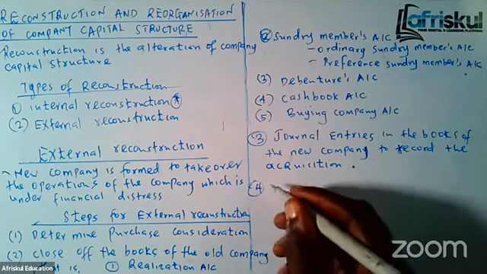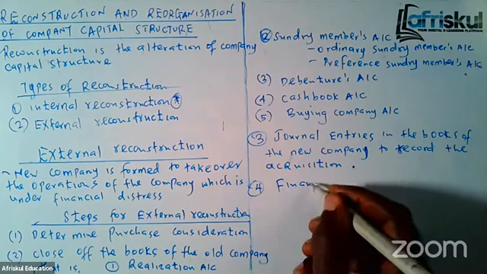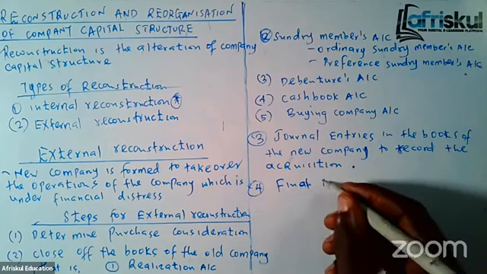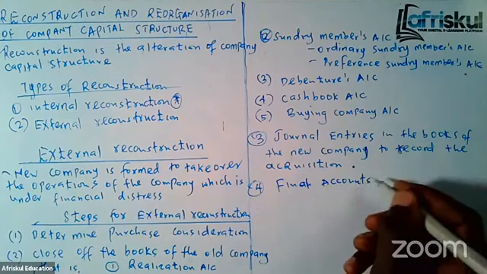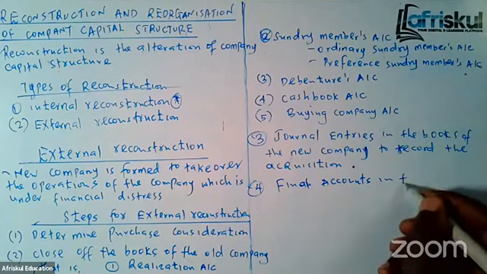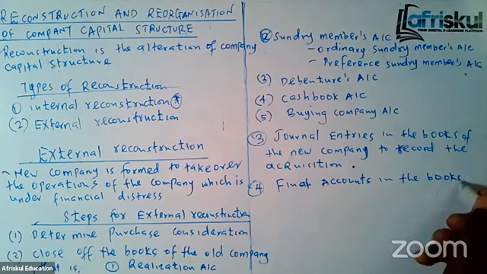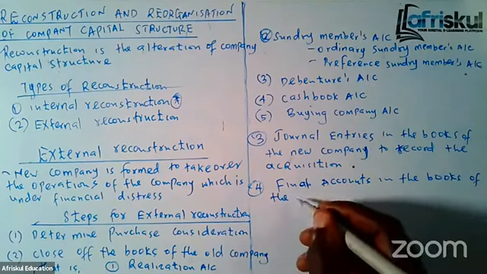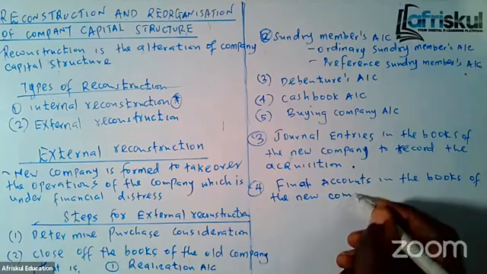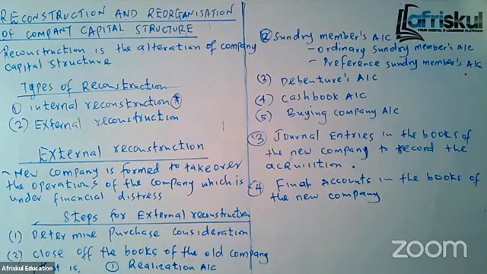Then step four, you have to do the final accounts. Now you have to prepare the final accounts in the books of the new company. Those are the steps you need to understand on how to do external reconstruction. As I said, in external reconstruction a new company is formed to take over the operations of the company which is under financial distress, unlike internal reconstruction, where the entity retains its legal identity.